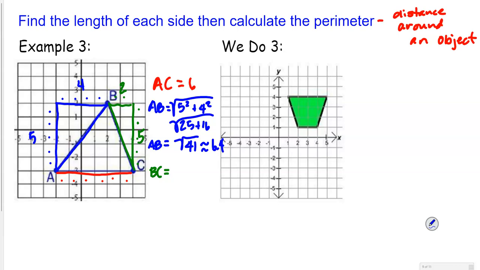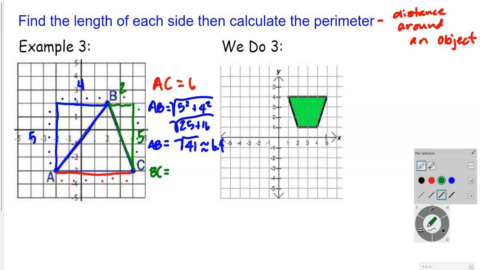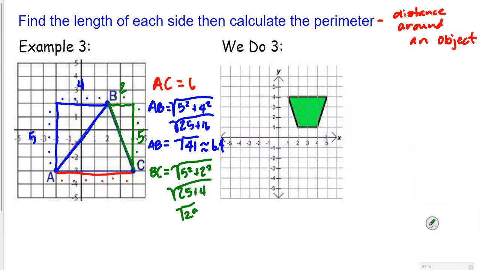So 5 and 2, those are the numbers we're going to square and then add together and take the square root of, right? So we're going to do 5 squared plus 2 squared. So that's going to be 25 plus 4. So that's going to be the square root of 29. And that's approximately 5.39.